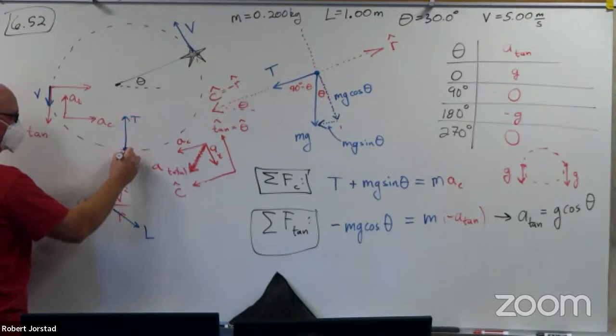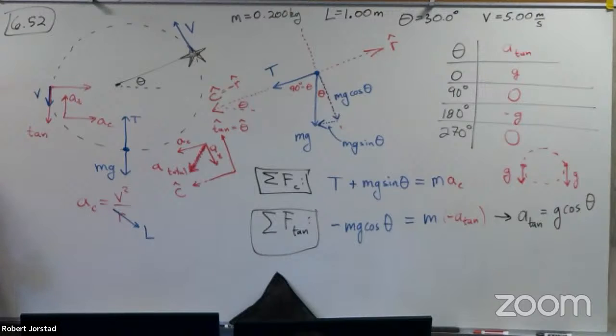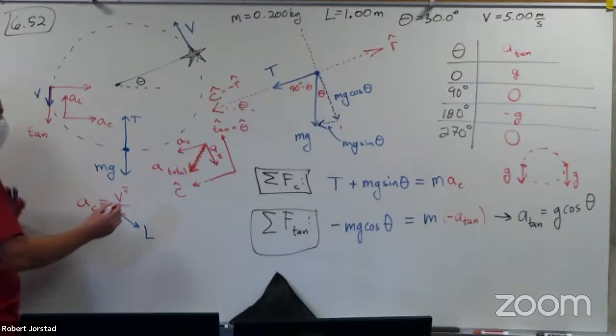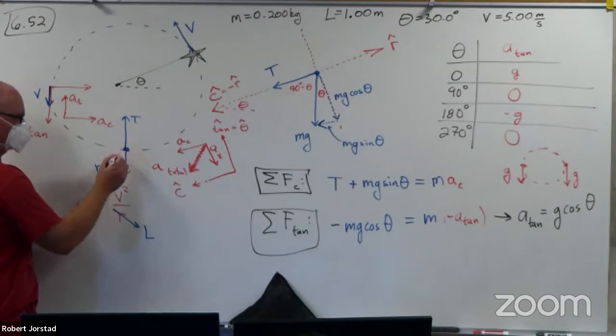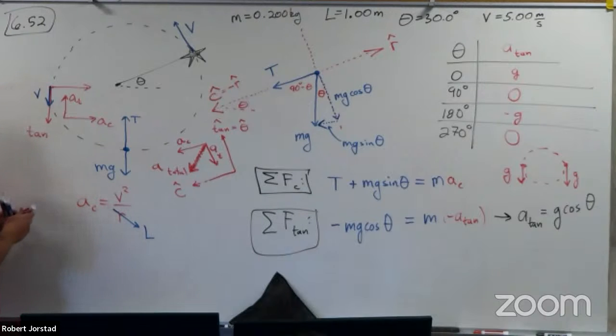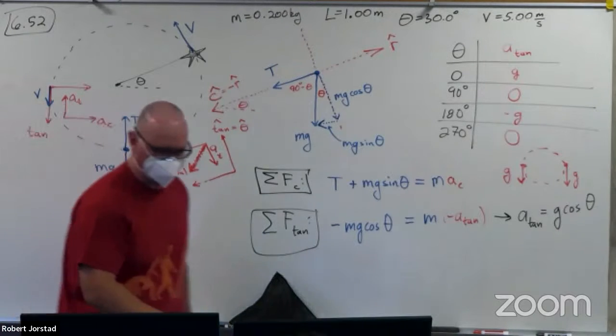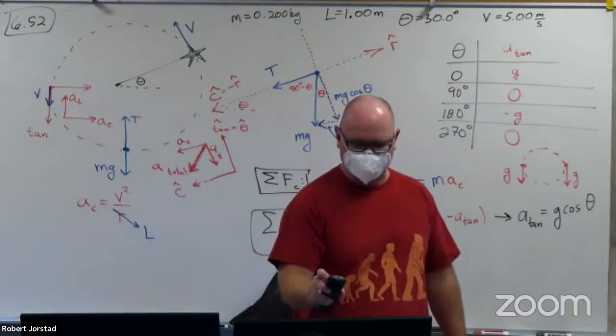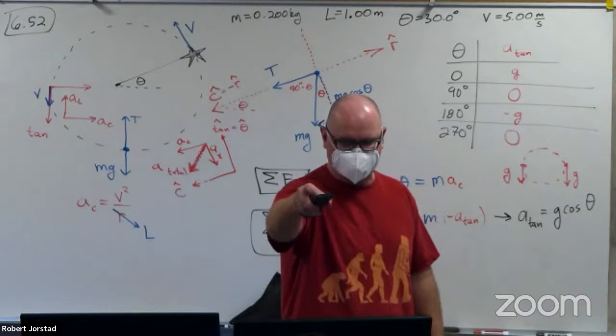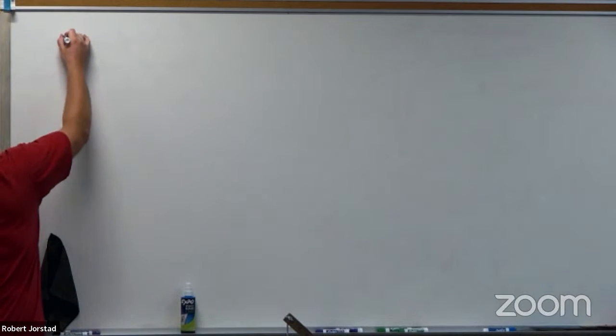Tension's up, mg's down. Wait, doesn't tension equal mg? Is there acceleration at the bottom? Yes. Which way? You're at the bottom of the swing. Which way is your tension? This picture's getting too messy. Let's go over to another book. There's no tangential acceleration, but is there acceleration? Yes, towards the center, right?